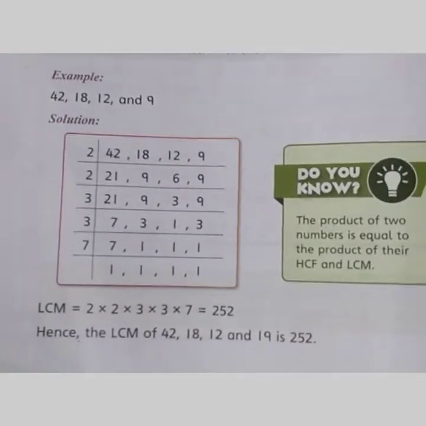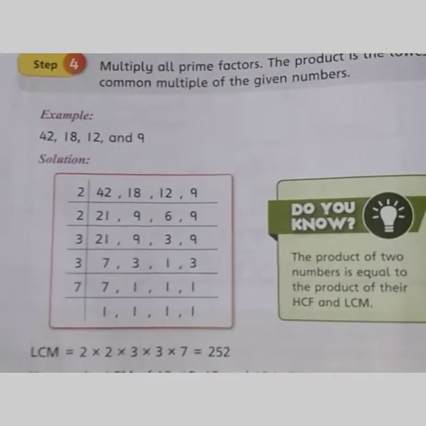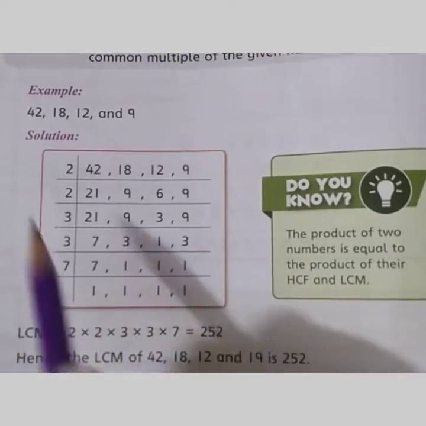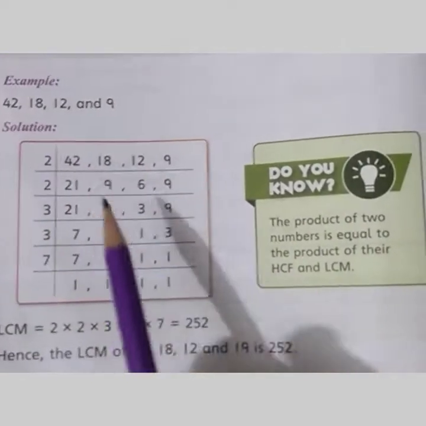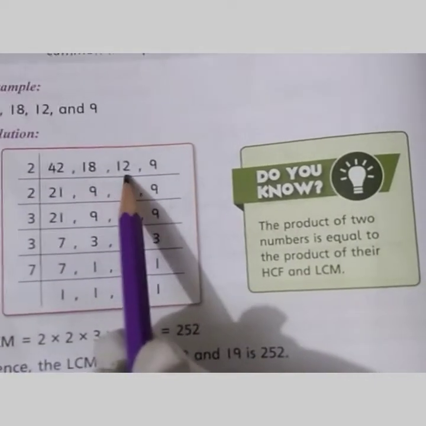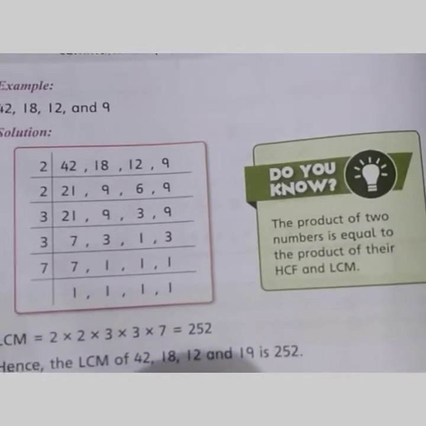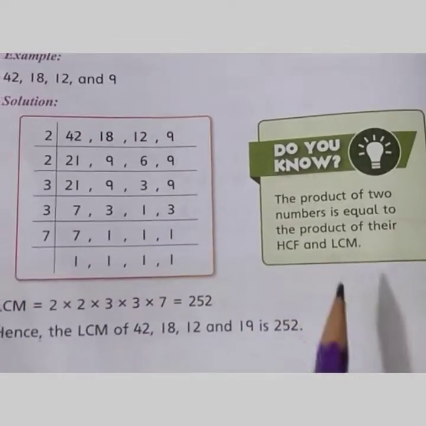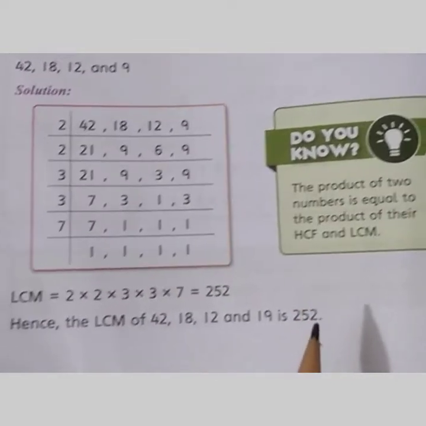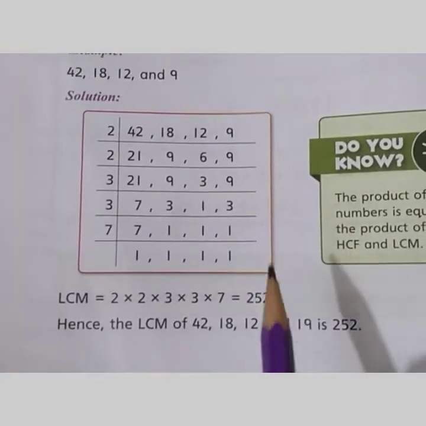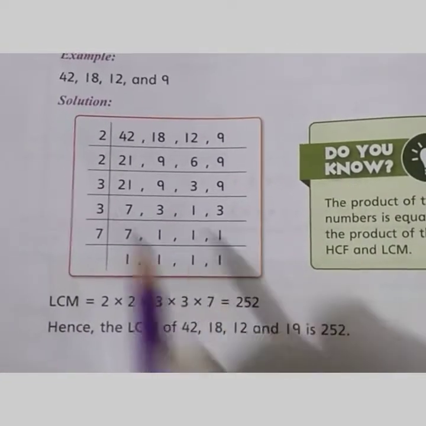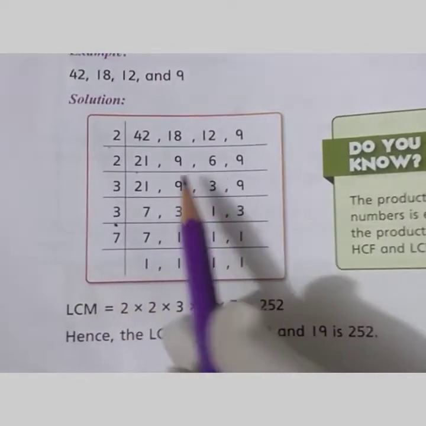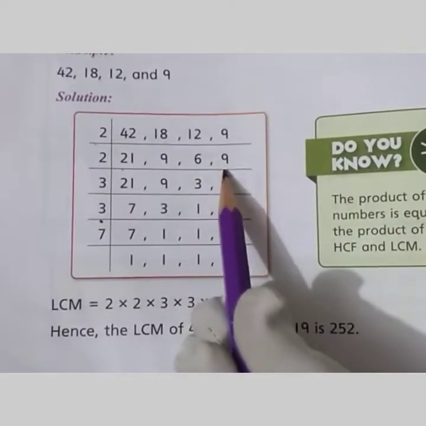Now finding LCM by the division method. First, write the given numbers horizontally, separated with commas. If you have four numbers, 42, 18, 12 and 9, then divide by a prime number which divides all the numbers or at least one number completely, and put the quotient under the number in the next row. If we divide by 2, we get 21, 9, 6 and 9.